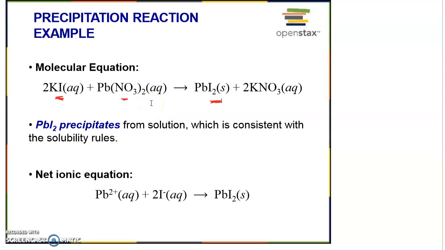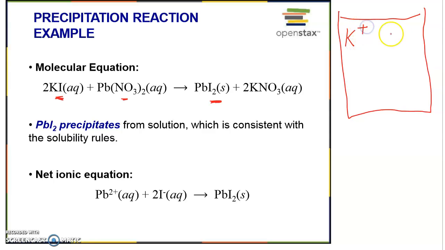Okay, so what is really going on here? I'm going to draw it over here. So let's say I have a container, a beaker. I have potassium iodide dissolved in it. Okay, so when it dissolves, I have potassium cation, and I also have iodide anion. Another reactant over here is lead nitrate. So when I dissolve lead nitrate, I have lead cation, and I have nitrate anion.